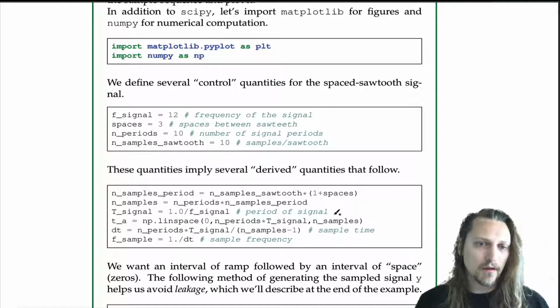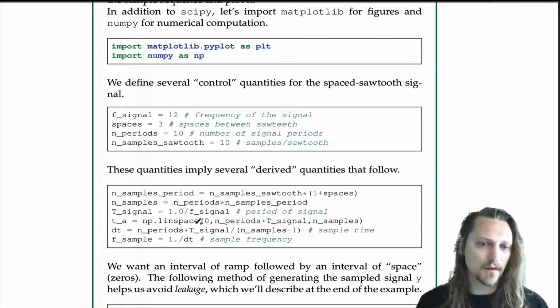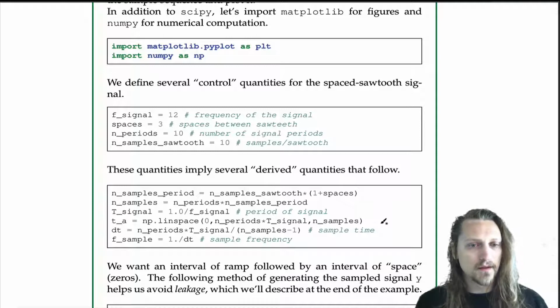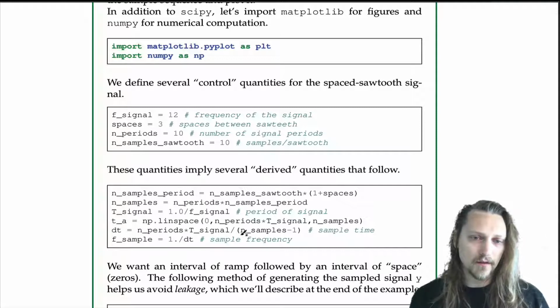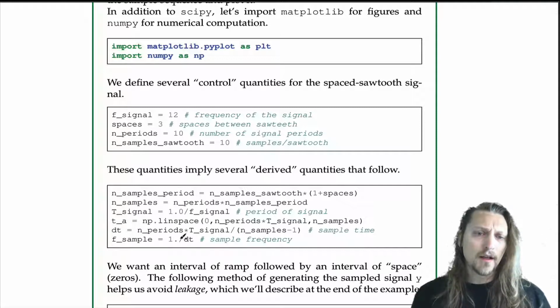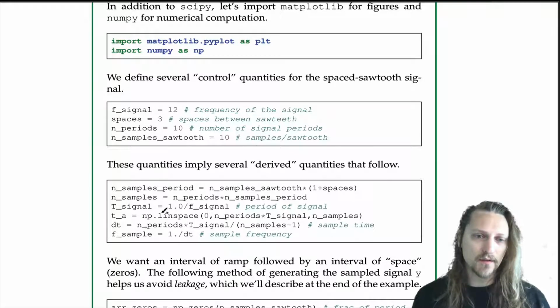The period of the signal will be 1 over the frequency of the signal. The time array that we'll use is going to be linearly spaced values from 0 to number of periods times the period of the signal, and then the total number of samples being the number of points we'll take in the linspace. Our delta t then is given in this line here. It's pretty easy to compute this. This should be equal to the difference between one time array value and the next.